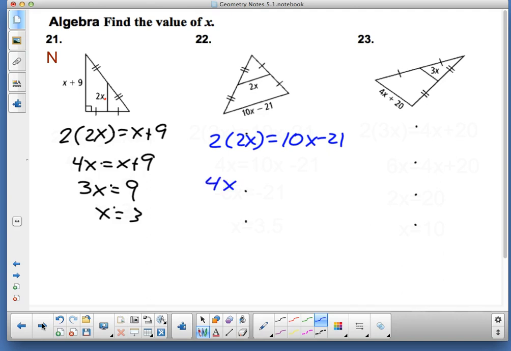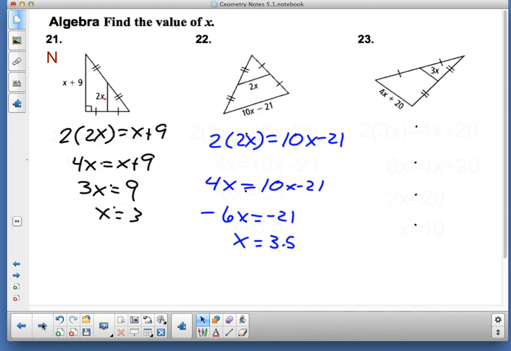I got 4x is equal to 10x minus 21. I got negative 6x is equal to negative 21. I divide, I get 3.5. Same pattern each time. The mid-segment times 2 is equal to the line or segment of the side of the triangle it is parallel to.